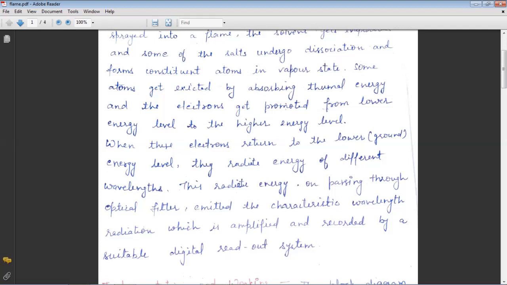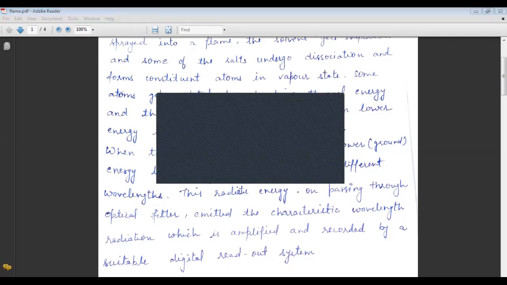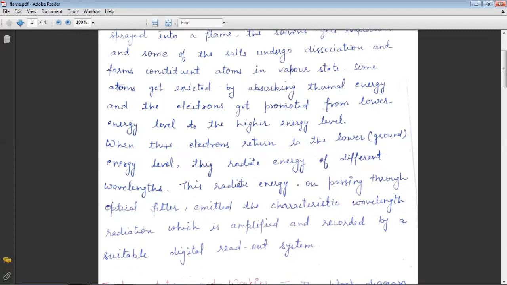When these electrons return to the ground energy level, once they have gone up to the excited state, after that the emission takes place and the electrons return to the lower energy level, so they radiate energy of different wavelengths. Clear? This radiative energy, on passing through an optical filter, emits characteristic wavelength radiation, which is amplified and recorded by a suitable digital readout system.